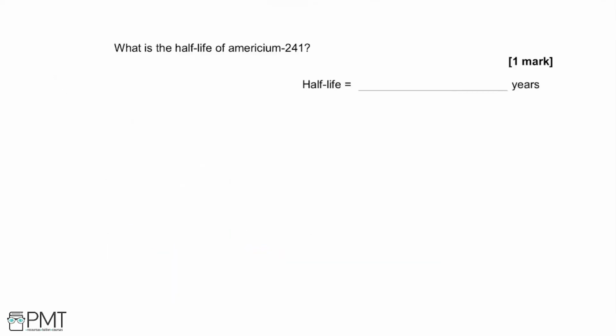The final part of this question asks, what is the half-life of americium-241? If you remember from the last question, we found out that it takes 430 years for the number of nuclei to fall from 10,000 to 5,000. 5,000 is a half of 10,000. And so the half-life is actually just our answer to the previous question, because it took 430 years for the number of nuclei to halve.